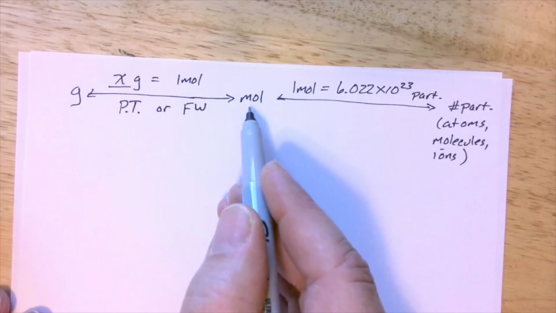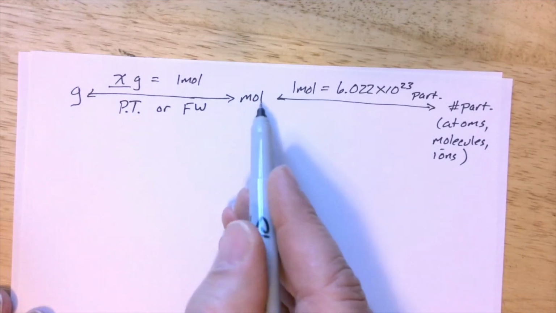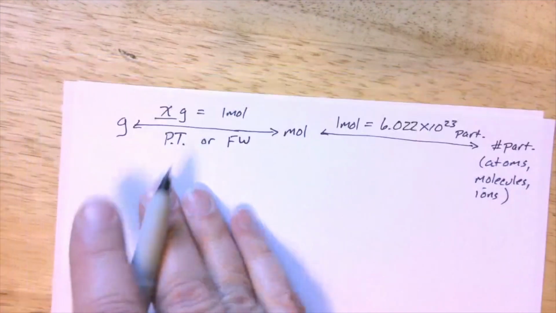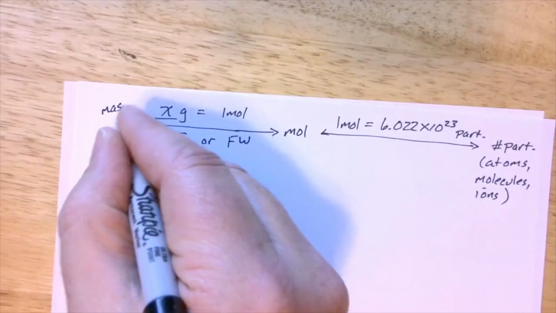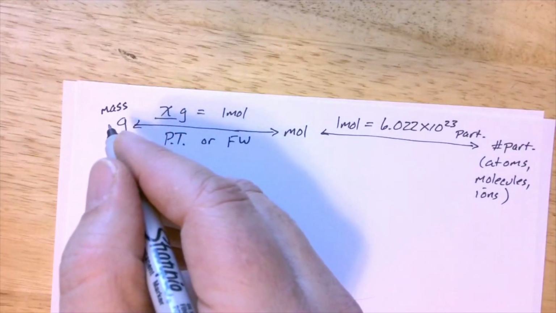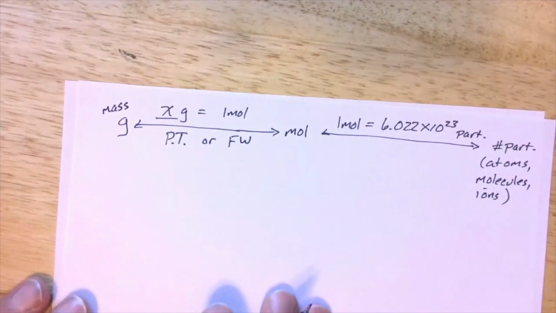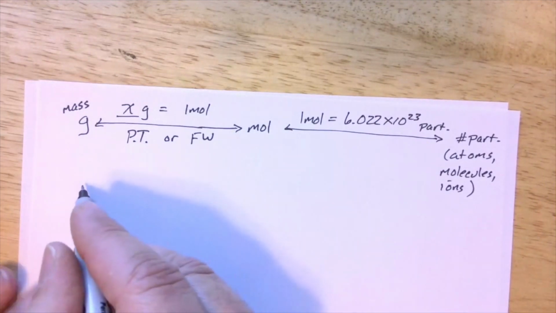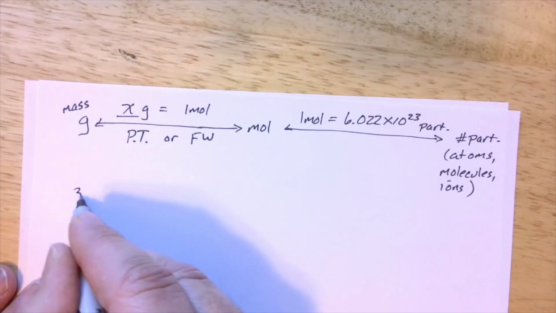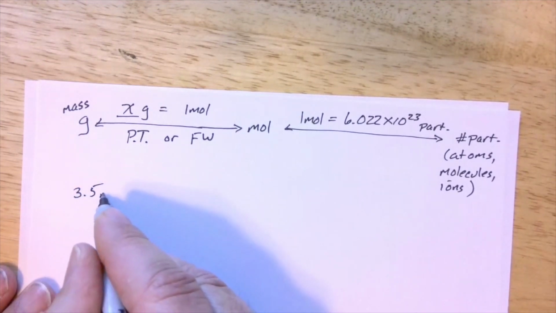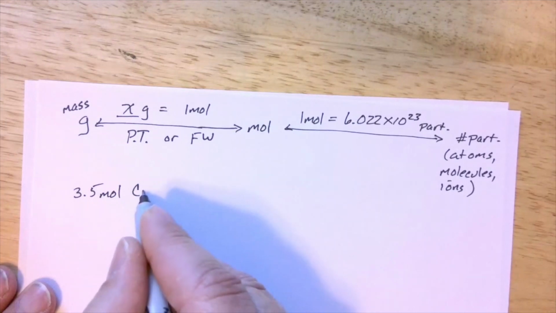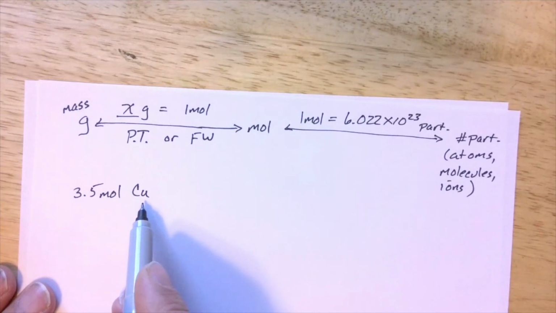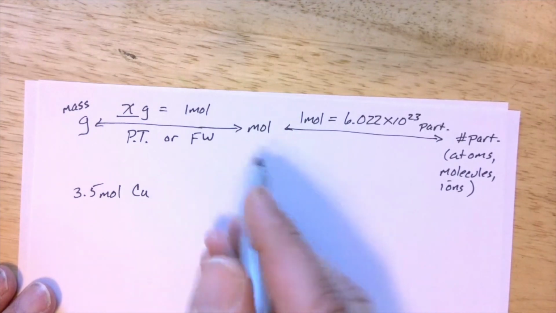So you start with your unknown. In this case, we have 3.5 moles of copper, and it's asking, what is the mass? Now mass is measured in grams. So what we're going to do is start off with what's given. I have 3.5 moles of copper. You write down the number, the unit, and also the substance that you're dealing with. Then I'm going to go from moles to grams.